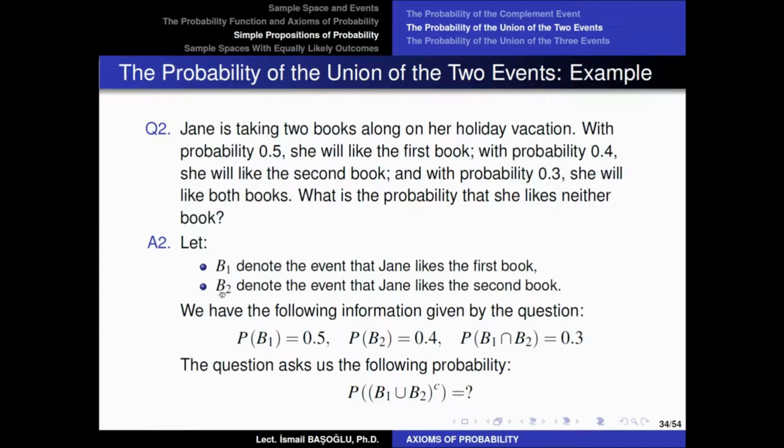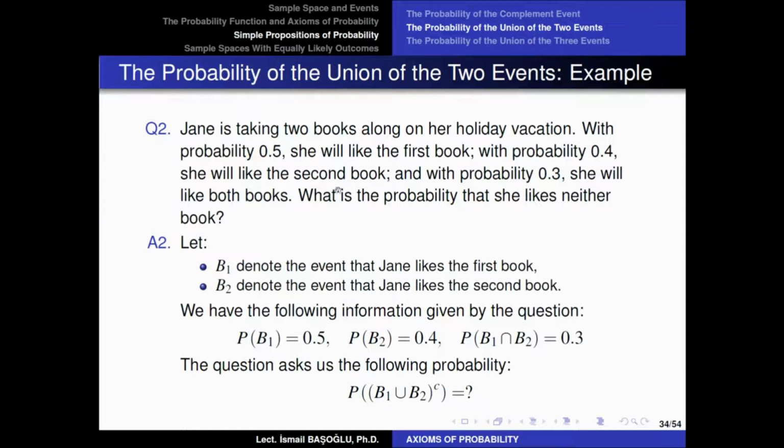So here I am going to do this. First of all, the first sentence says that she will like the first book with 0.5 probability. So I'm going to define this as an event. And I will say that B1 is the event that Jane likes the first book. And what is the probability of B1 according to the question? It is 0.5. And the second sentence says that she will like the second book with probability 0.4. Now I'm going to define another event. B2 will be the event that Jane likes the second book. And according to the question, the probability of B2 is equal to 0.4.